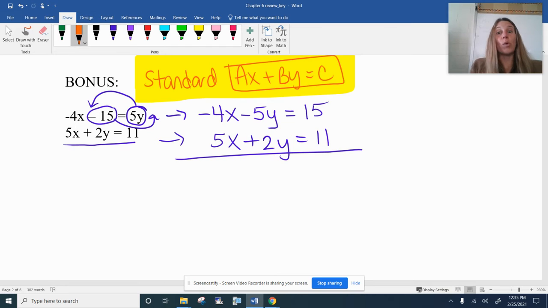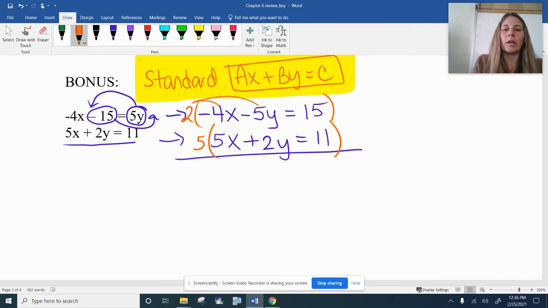So I need to multiply my rows by something to make the numbers the same. So I can do 5 and 2 to get the y's to cancel, or I can do 5 and 4 to get the x's. Usually if I have an option, I like to pick the smaller option. So to me, multiplying this by 5 and this by 2 will keep my numbers slightly smaller than if I did a 4 and a 5.